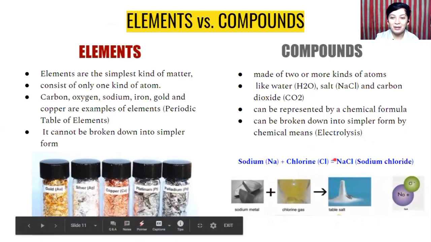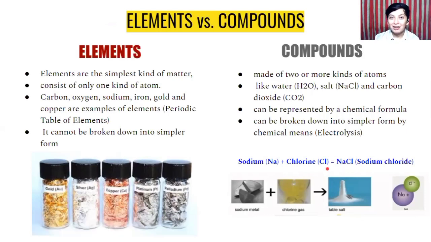Again, this is the chemical formula, NaCl. When you see two or more different kinds or the same kinds of atoms together, that is a compound. If it's only single, that is an element.